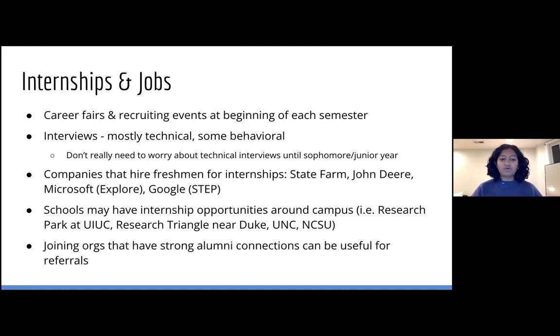And then joining orgs that have strong alumni connections can be useful for referrals. If you're in a club that has a really good alumni network, sometimes they'll post, hey, does anyone want a referral for Microsoft? Does anyone want a referral for Google? And you can set up coffee chats with people who have experience in those companies to see what their experience was like, and build your network so you can have access to more job opportunities that way too.